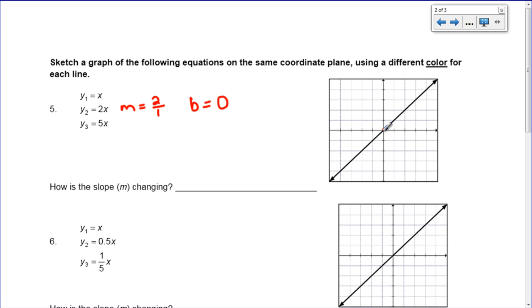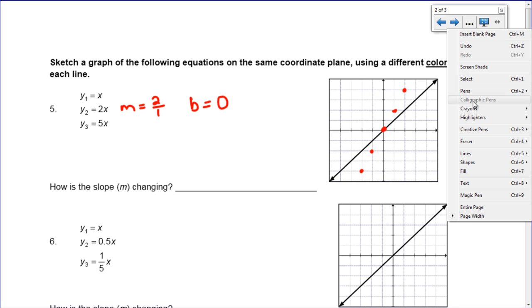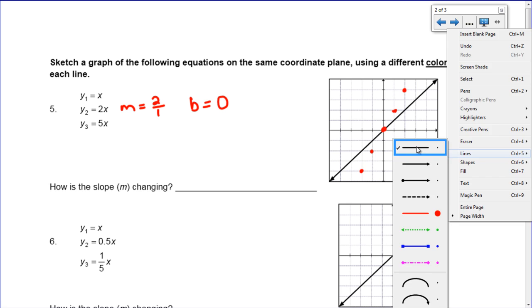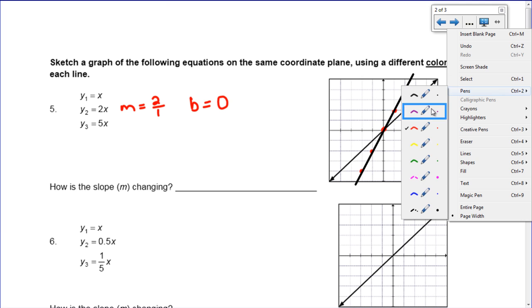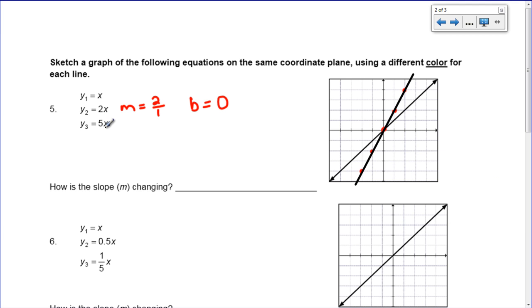So my graph is going to start at 0, and then I'm going to go up 2 and over 1, up 2 and over 1. I can even go backwards. I can go down 2 and left 1. It's just the same thing. And then I'm going to connect my points with a line. And so there's that one, and then we're going to do this one. The y equals 5x. I'm going to give you a second to graph it just like we did, and then look at what's going on.